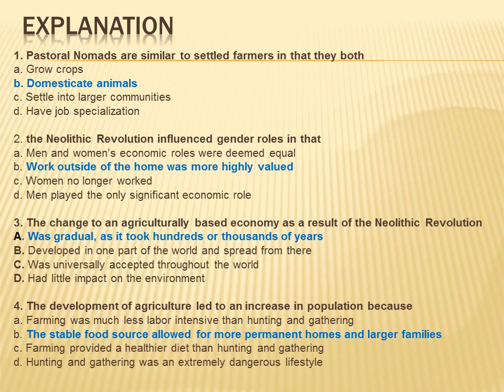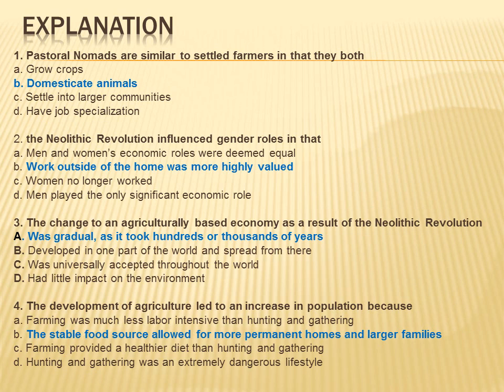C. Farming provided a healthier lifestyle than hunting and gathering. Actually, hunting and gathering was a healthier lifestyle because they had a variety in crops and food, as they had food from nature. They had the animals they depended on, so their diet was healthier than farming. D. Farming was much less labor intensive than hunting and gathering. That is true, but that doesn't specifically answer the question about how the development of agriculture led to the increase in population.